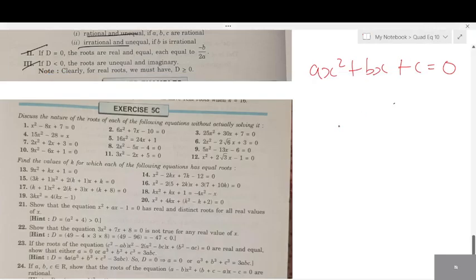It's a simple topic, students. You got one MCQ question and one normal question on it last year. What is given here? Discuss the nature of roots. This exercise name is nature of root.